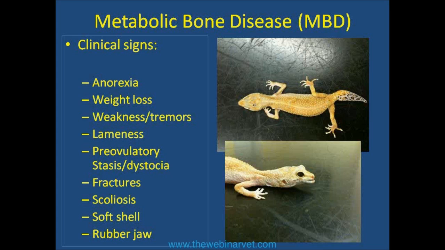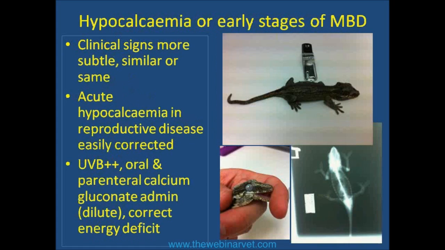The other things we would see would be more dramatic, like pathological fractures, scoliosis of the spine and tail, soft shell in chelonians, tortoises and turtles, and classic rubber jaw, which you can see in the bottom picture here, the mouth of a lizard sort of hanging open a little bit, and if you press it, the mandible will actually fold or deform with digital pressure. So, as I say, the clinical signs can be more subtle with hypocalcemia. They can be similar to advanced metabolic bone disease, or they can be the same.